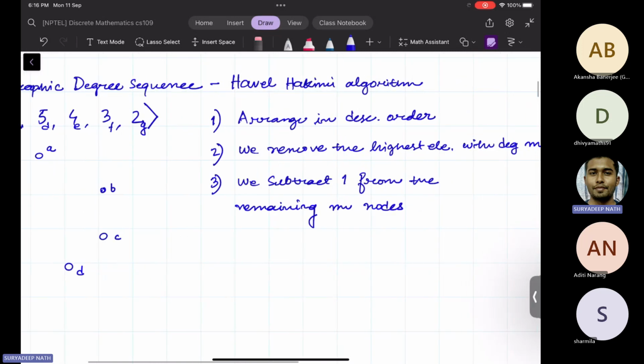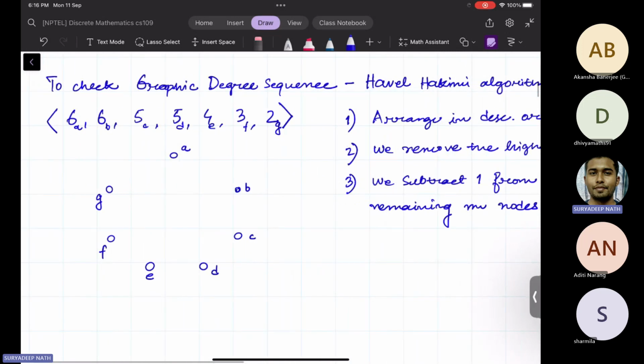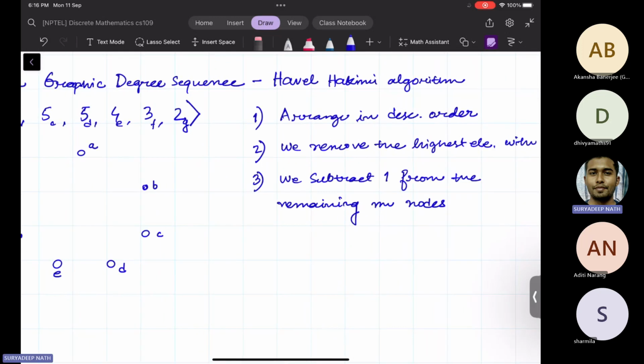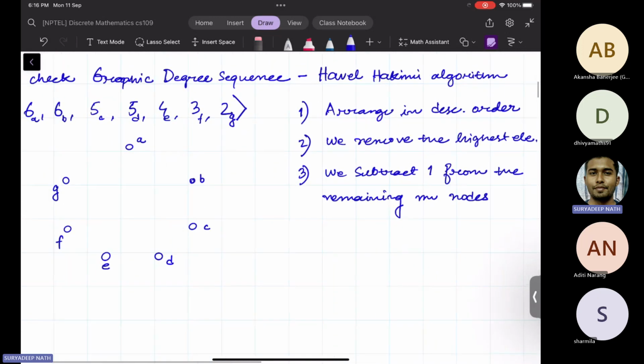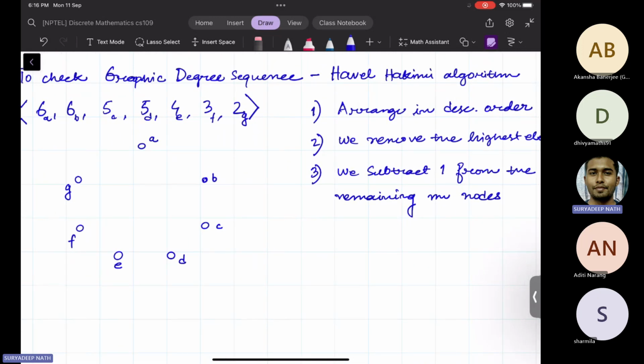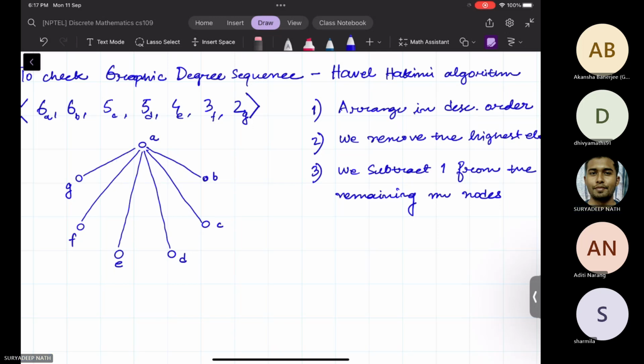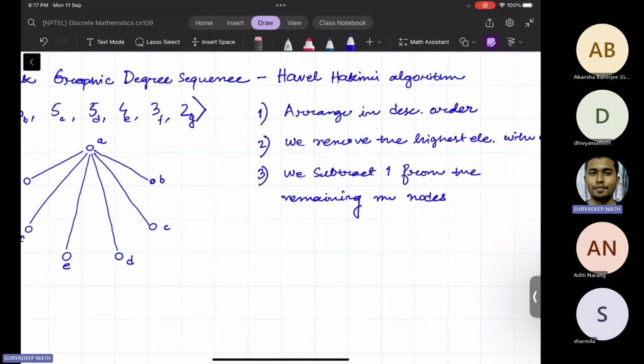So we remove the highest. What we do is pick the node a with the highest degree, and we connect node a with m elements. It is 6, so we connect node a with the next 6 elements. Basically we connect it in order: first to b, then to c, then to d, then to e, then to f, and then to g. All right, that is step 2 done.